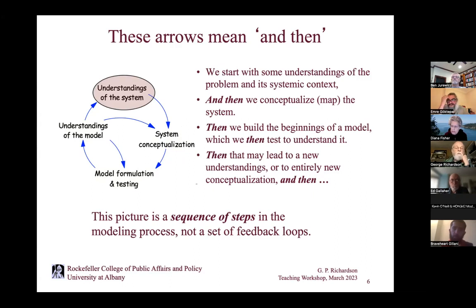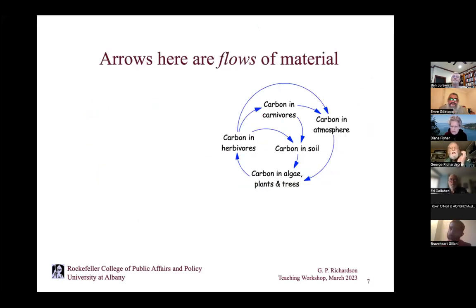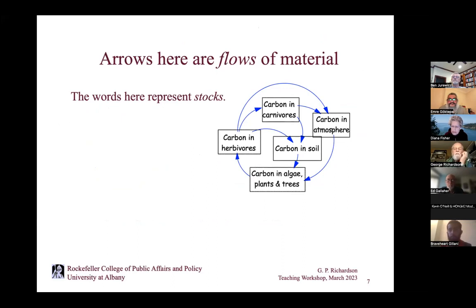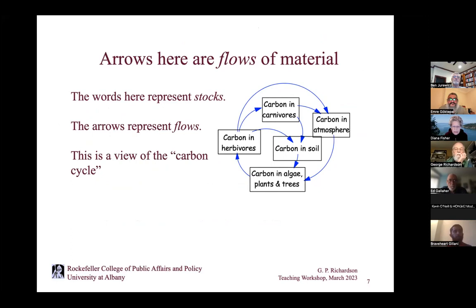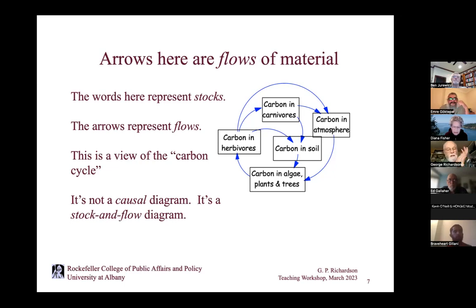But if I did, you now know that people can draw diagrams like this that look like feedback loops but aren't. Now here, this is also not a set of feedback loops. The arrows here actually represent flows of material, and the words represent stocks. Actually, I've left out carbon in water in the oceans. That's because this came from an early classroom exercise. The arrows represent flows. This is a view of the carbon cycle minus the oceans. It's not a causal diagram. It's actually a stock and flow diagram in a very unusual form. So there you go.